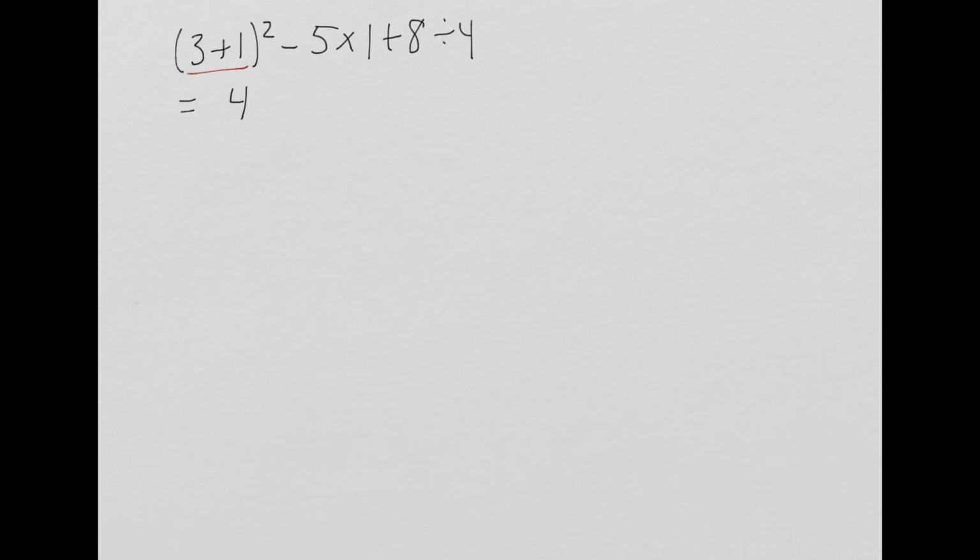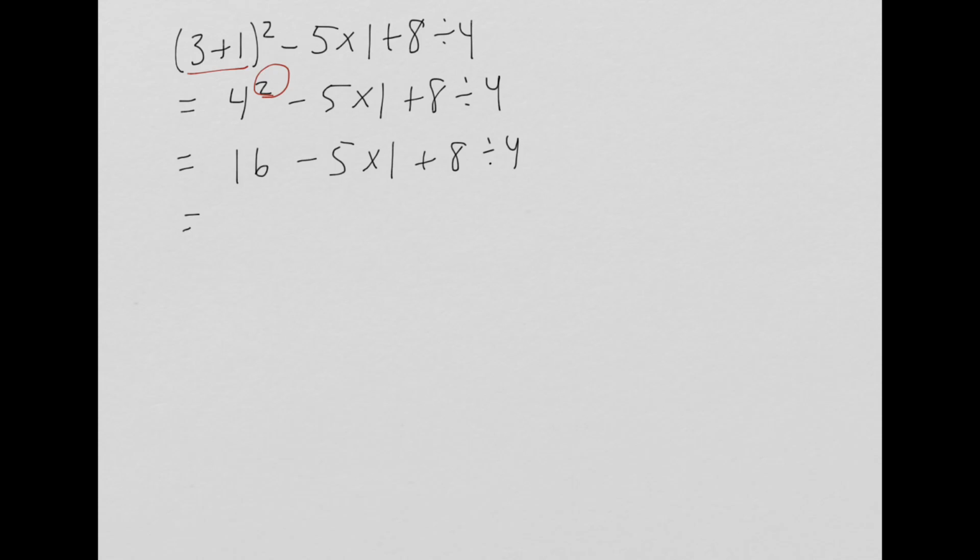3 plus 1 is 4, so I get 4 squared minus 5 times 1 plus 8 divided by 4. Up next, exponents. I do have an exponent. Got an exponent here. 4 squared is 16. So far, so good. Next, do I have any multiplication or division? Multiplication here, division there. So I'll get 16 minus 5 times 1 is 5. 8 divided by 4 is 2. And then lastly, addition and subtraction. So let's see, 16 minus 5 is 11, plus 2 gives me 13. So if you were to go and type this first line into your calculator, it's going to give you 13.